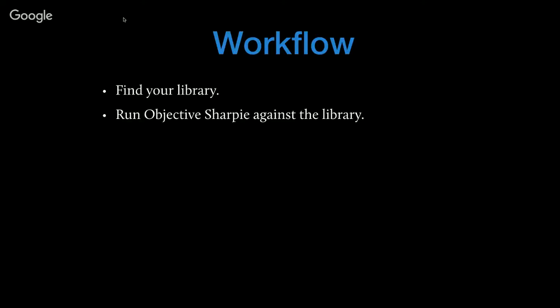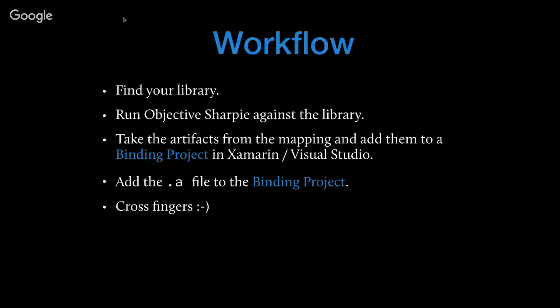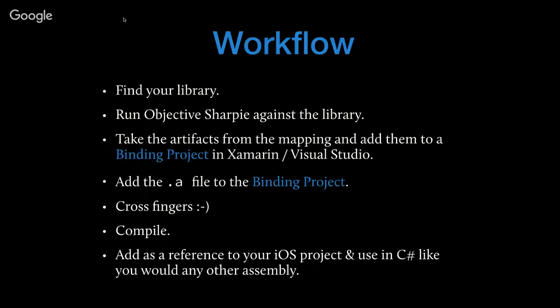Run Objective-Sharpie against the library in various ways. Take the artifacts from the mapping. You'll get 2 CS files. Create a binding project in Xamarin or Visual Studio. Doesn't matter which side you go. We're going to be showing off Xamarin Studio, but it's kind of the same thing. You go to File, pick binding project, and then you add those files into it. You have the .a file in the binding project, which you absolutely have to have. So .h, .a file, cross your fingers, compile, and then you can simply add a reference to your iOS project from the add references, just like you would anything else.